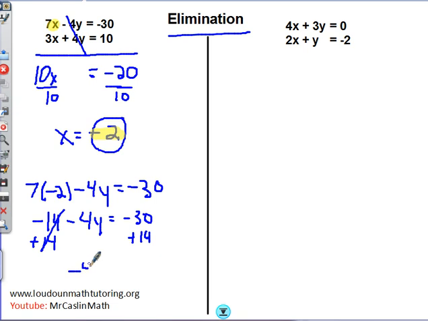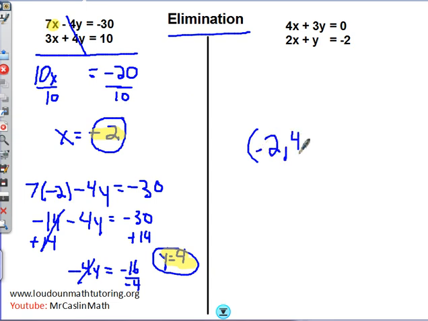Drop this down, you get negative 4y is equal to negative 30 plus 14, which is negative 16. So then negative 16 divided by negative 4. Negative divided by negative turns it back into a positive 4. So remember to write your answer as an ordered pair. The ordered pair would be negative 2, 4. That would be where these two lines intersect one another.